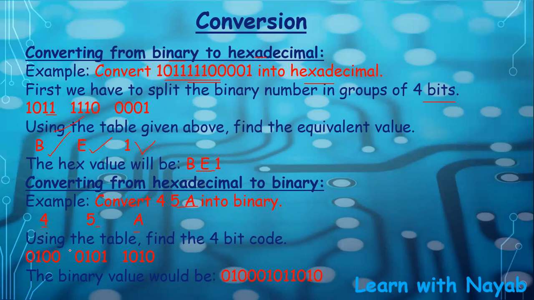And using the table, we're going to find the binary value for these hex digits. So 4 equals 0100, 5 equals 0101, A equals 1010. And then we just assemble them to form a binary value, which will be 0100 0101 1010. This will be the binary value of the hex value 45A.